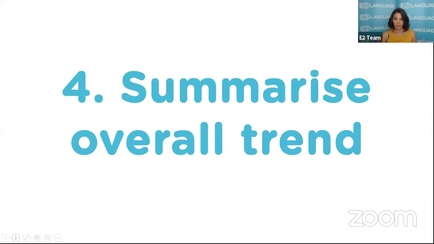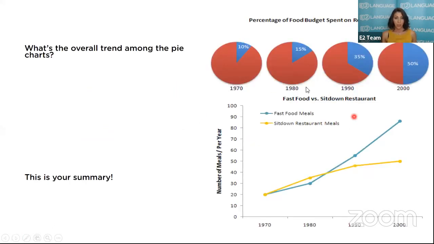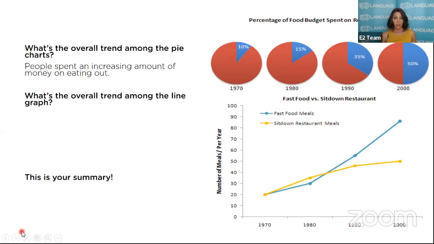So this is where I summarize the main trends, but I also make a link between the two charts. For my summary, I need to ask myself a question. What's the overall trend among the pie charts? The overall trend among the pie charts is that people spent an increasing amount of money on eating out. Then I need to ask myself, what's the overall trend among the line graphs? Well, we can see that the money spent on eating out rose.